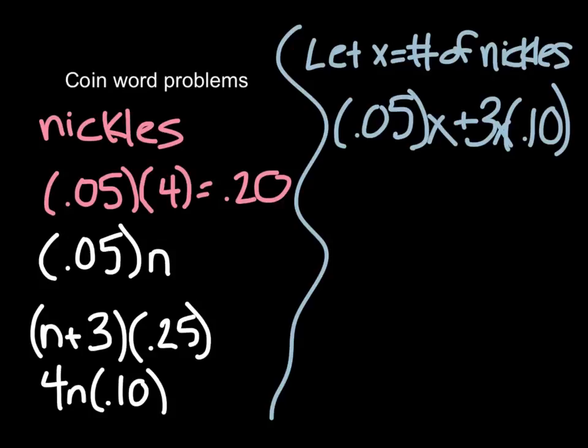All right, so we have our expression. Now we can make it into an equation just by doing equals $1.40 because they told us that in the beginning statement. Now we don't need to go ahead and find it. I'm not going to solve that one. You can solve that one. But that's how you do coin problems.